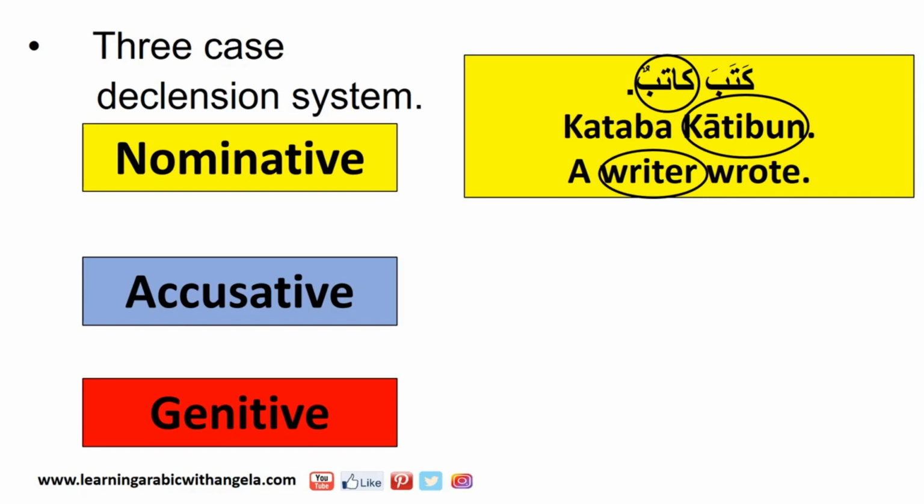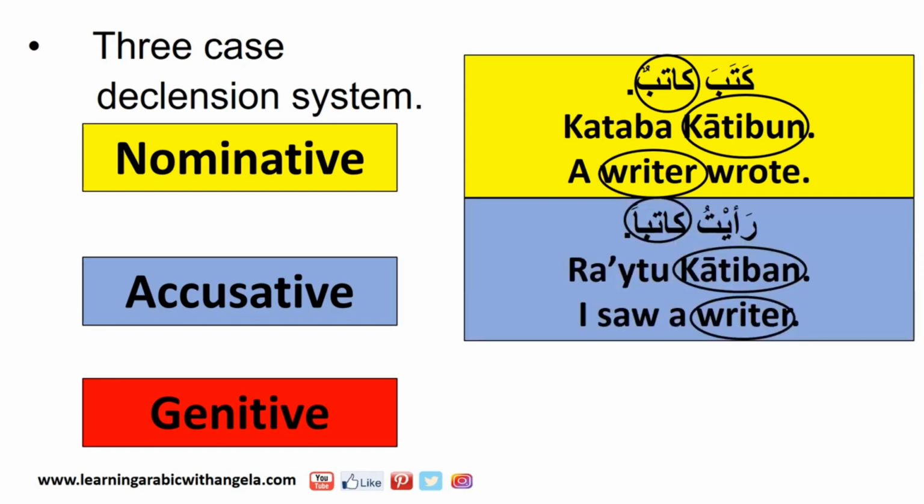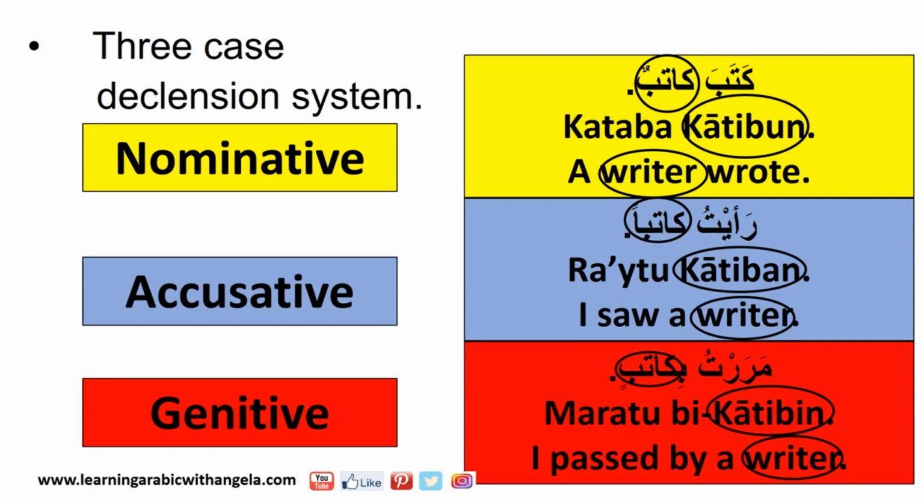Katibun, the sound un. Ra'aytu katiban. Katiban is in the accusative case because it's the object of the sentence and it's marked with double fatha at the end. Katiban, and the sound is an. Marartu bi katibin. Katibin is in the genitive case and it's marked with double kasra at the end and the sound is in. Katibin.